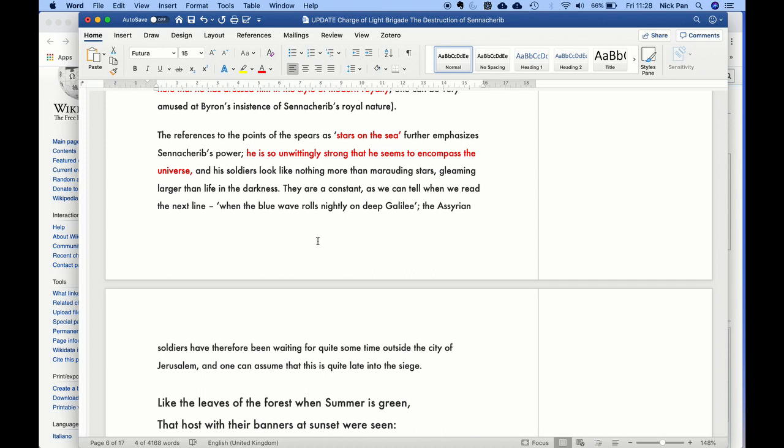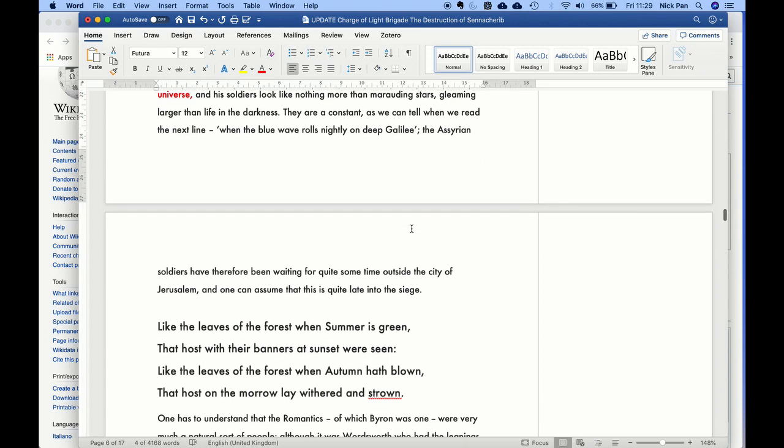He's got a huge army, and the soldiers look like nothing more than marauding stars, gleaming larger than life in the darkness. So it's a big image, but an image of nature. They are constant, as we can tell when we read the next line, "when the blue wave rolls nightly on the deep Galilee." Notice also, in this paragraph, the quotes are only as long as the points that we're making, and we're taking each phrase on its own to unpack it and describe it further. So take your time.